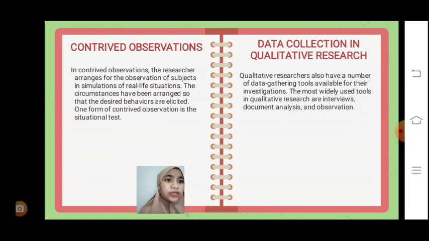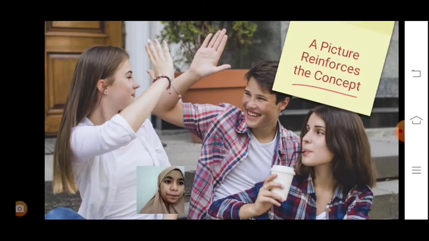Data collection in qualitative research. Qualitative research also has a number of data gathering tools available for investigation. The most widely used tools in qualitative research are interviews, document analysis, and observation.